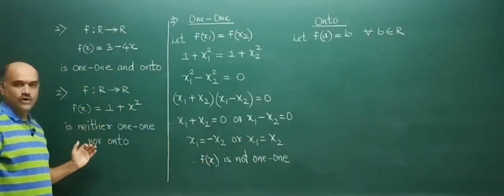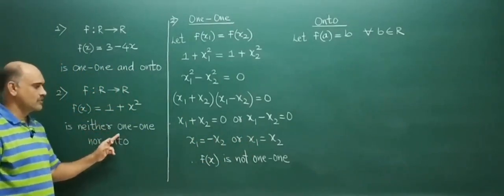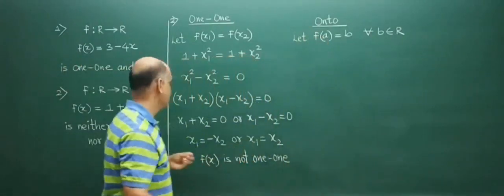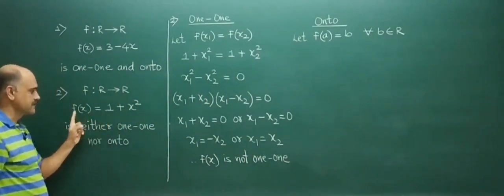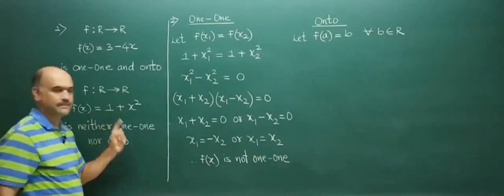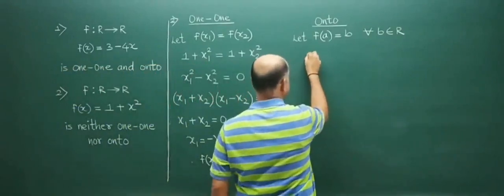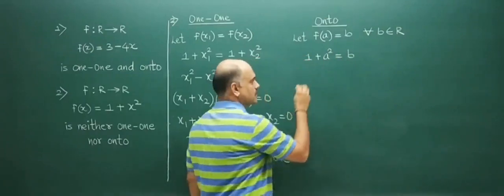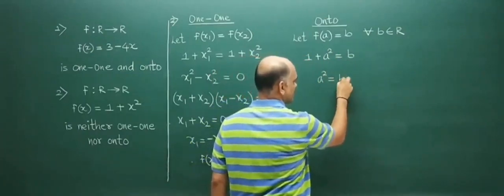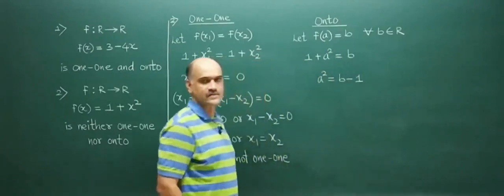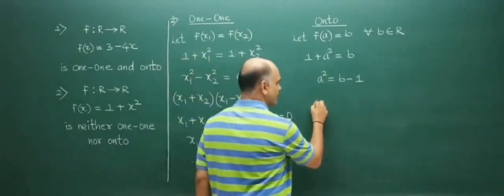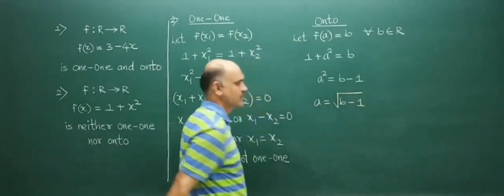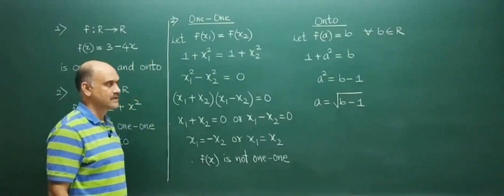Now if I take onto, let f of a is equal to b. Again if I substitute in the given definition of f of x, f of a will be 1 plus a square. So 1 plus a square is equal to b. Now a square is equal to b minus 1. Therefore you will have a is equal to root of b minus 1.